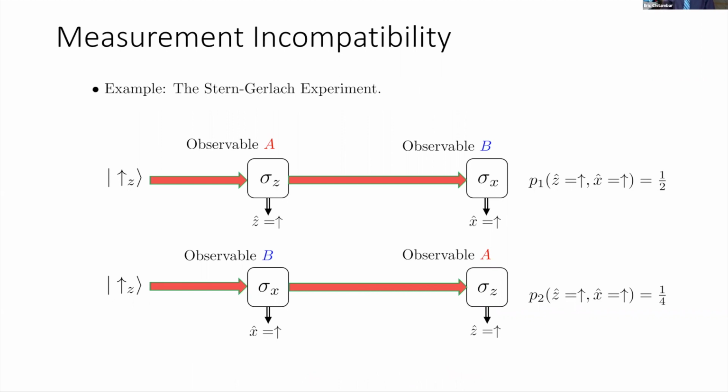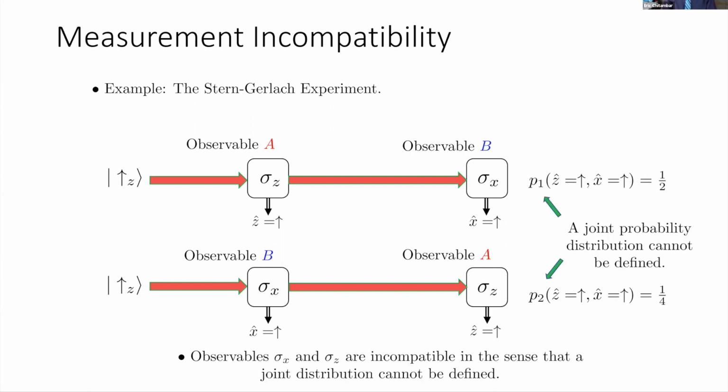Okay, Stern-Gerlach experiment. You can imagine first measuring in the Z direction, then measuring in the X, or you can measure X first and then Z. And here you see you get two different probability predictions. If I go for ZX up would be 1/2, XZ up would be 1/4. And that's because I'm starting off here with, say, an eigenstate of the sigma Z operator.